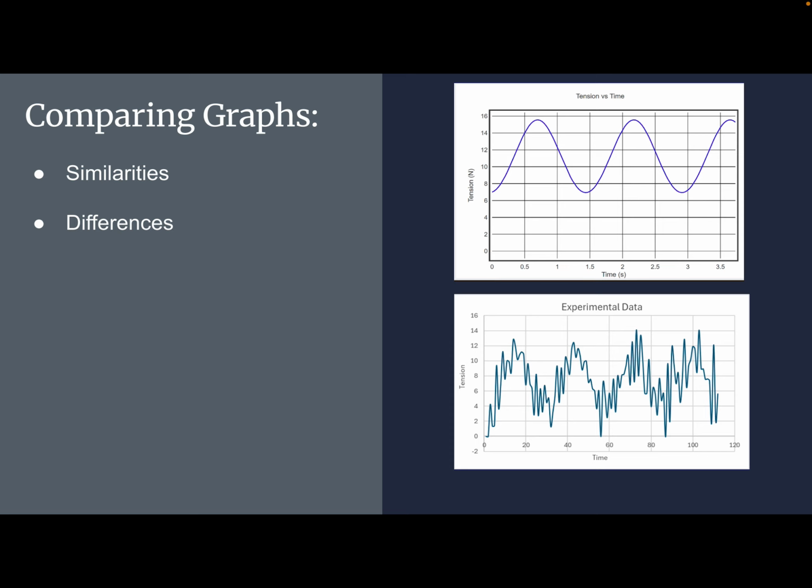And here are the similarities between our graphs. As you can see, they both look very much like a sine graph and fluctuate throughout the time stamps. But our experimental data does fluctuate a slight bit. And this is due to, like we said before, human error or a force that we were not able to calculate.